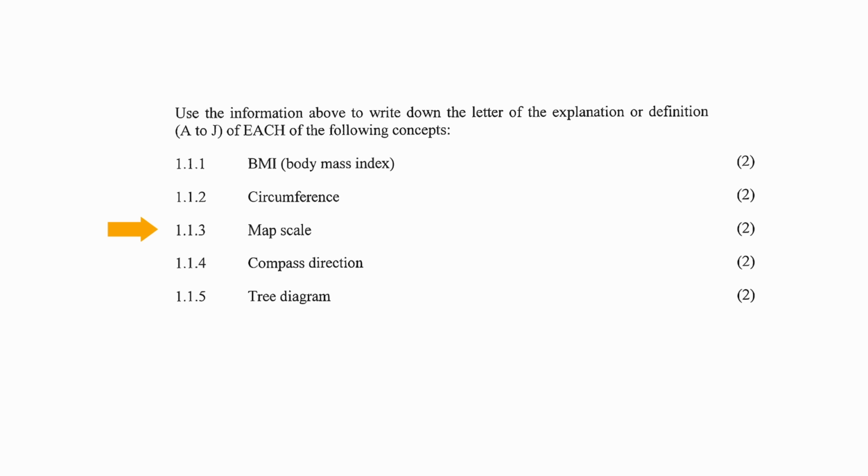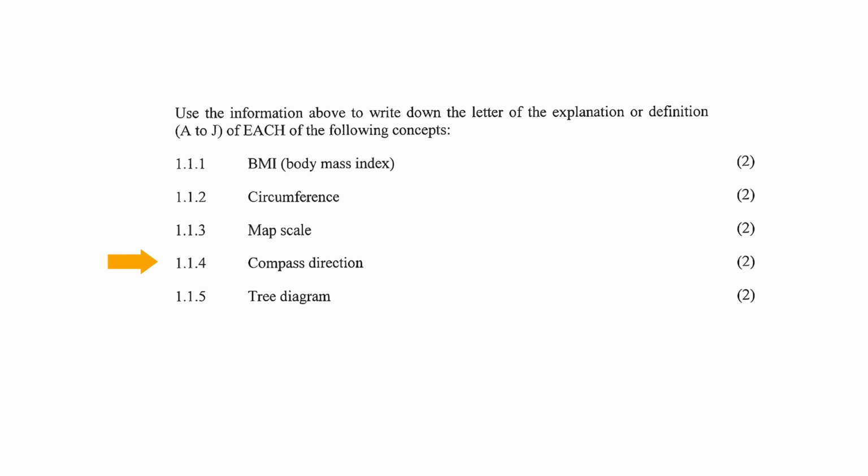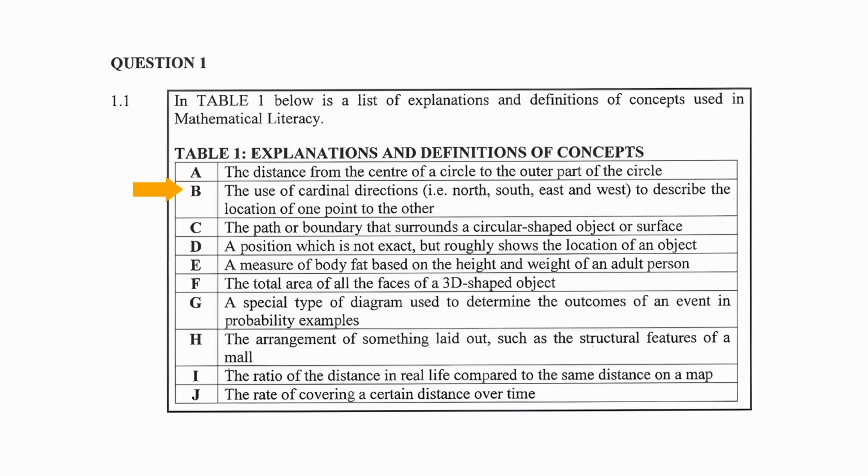In question 1.1.3, the concept is map scale. The explanation that describes this concept is I, the ratio of the distance in real life compared to the same distance on a map. In question 1.1.4, the concept is compass direction. The explanation that best describes this concept is B, the use of cardinal directions, that is north, south, east, and west, to describe the location of one point to the other.